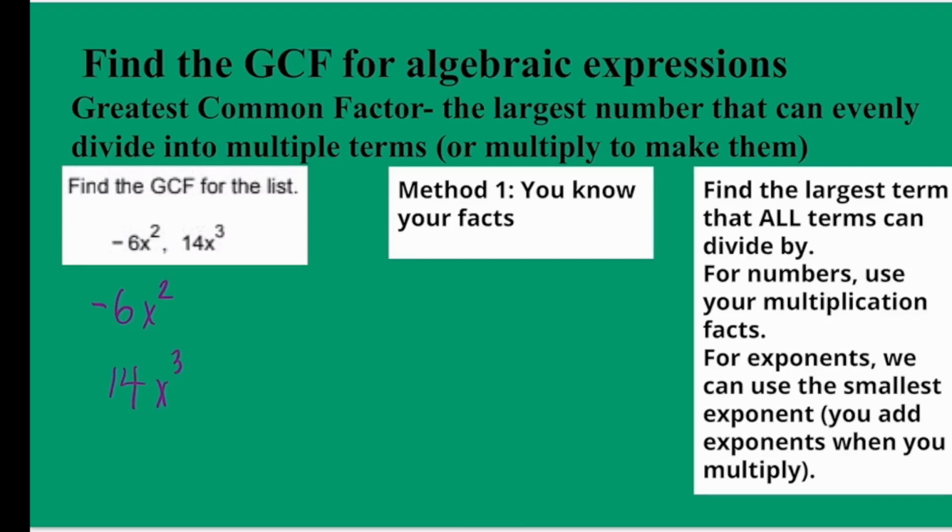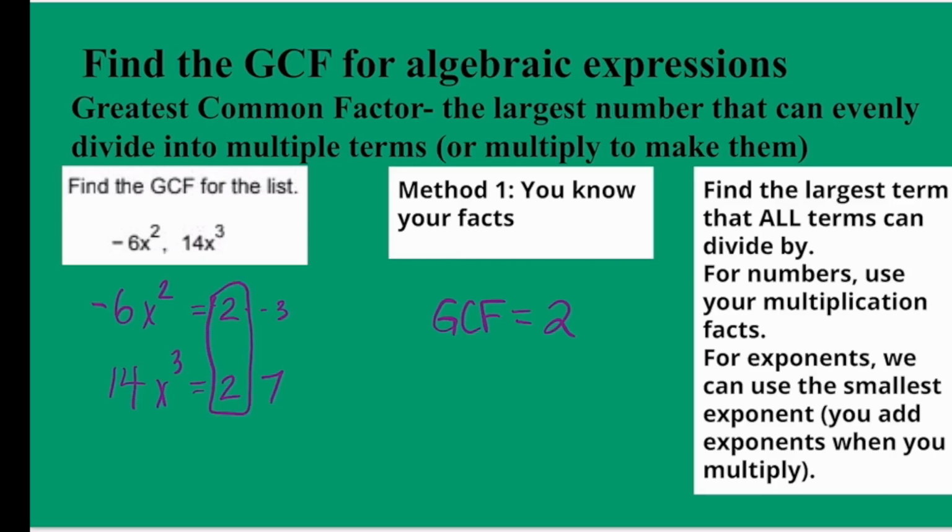So the first method is if you know your facts, then you know 6 can divide by 2, and you know that 14 can divide by 2. So 2 is the largest number that can divide both of those. Negative 6 would be 2 times negative 3, and then 14 would be 2 times 7. So there's your number. GCF is 2.